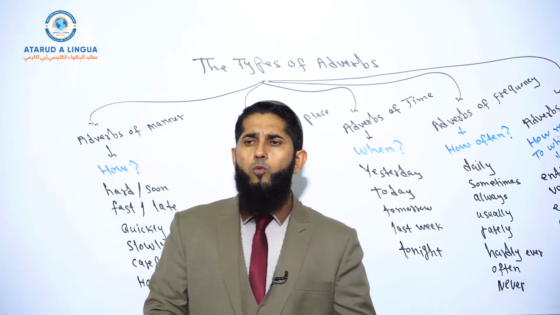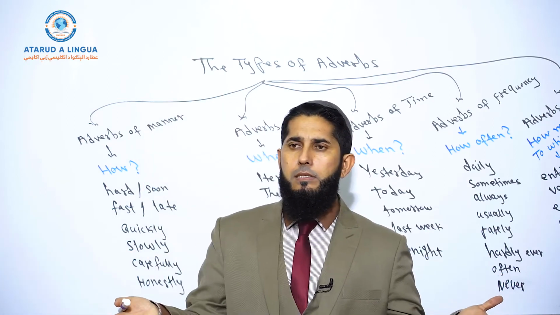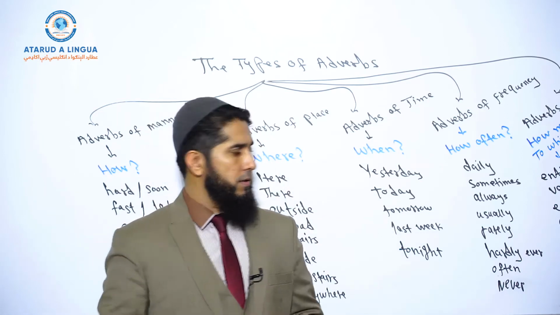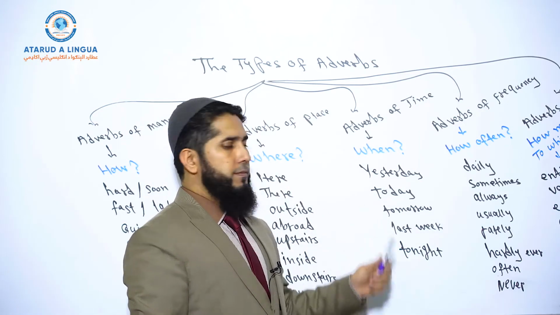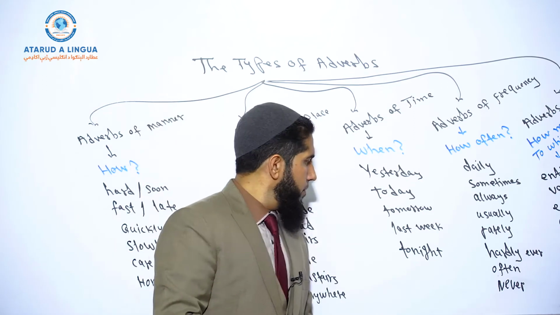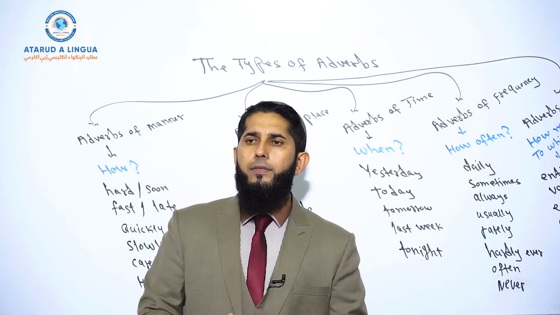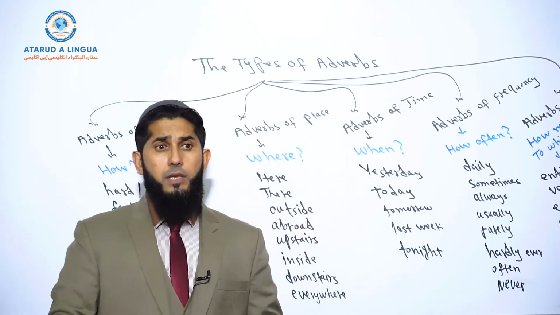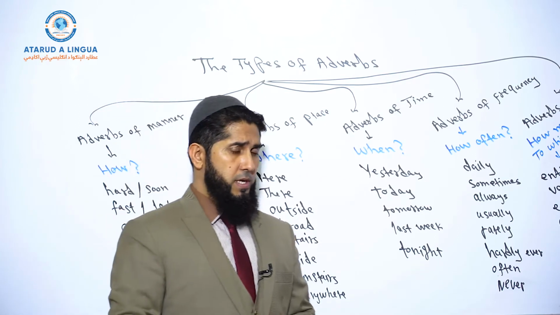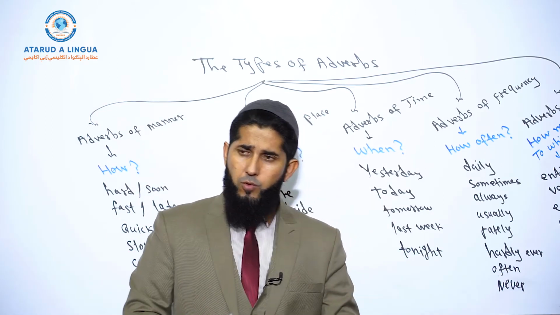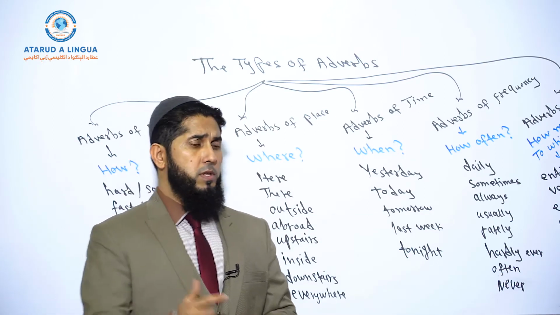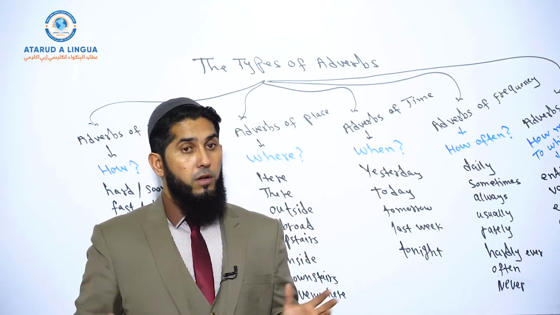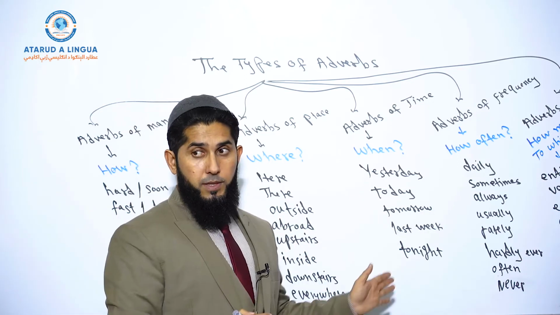When will you have conversation class? Tomorrow. We will have the conversation class tomorrow, okay? When did you buy that cell phone? I bought the cell phone last week, last month, yesterday, the day before yesterday, okay? When do you want to go to the gym? I want to go to the gym today. I want to go to the gym this evening. So these are all adverbs of time. I hope you got the point.